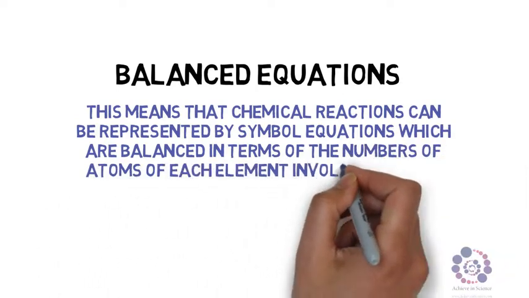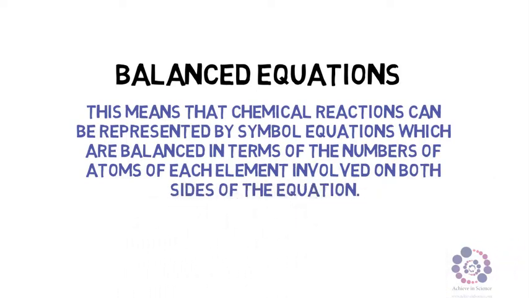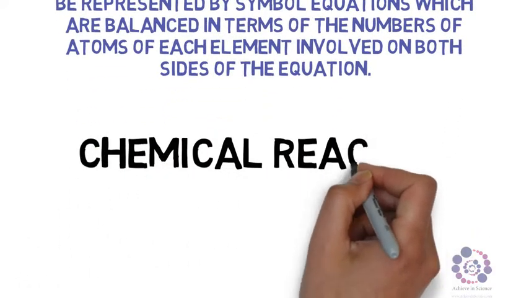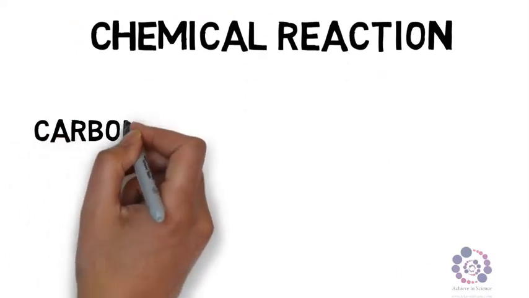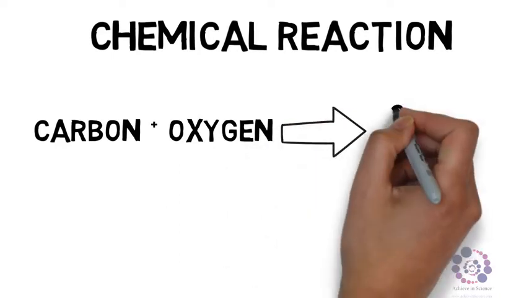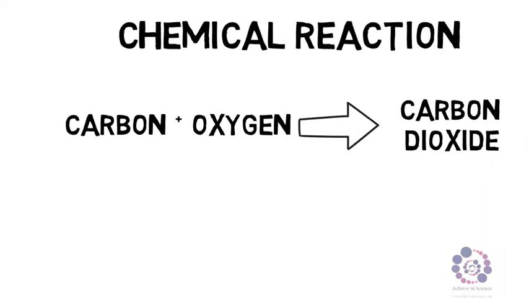Let's use an example then. In an example of a chemical reaction, we can have carbon reacting with oxygen to produce carbon dioxide. We can write this as a word equation, where the reactants go on the left-hand side, separated by an arrow, and the products go on the right-hand side. In this case there is only one product, and that is carbon dioxide.